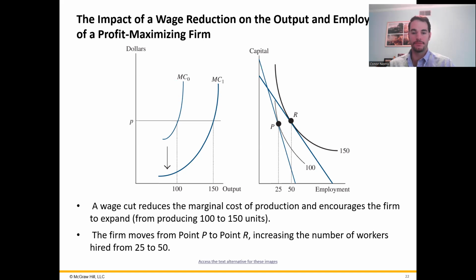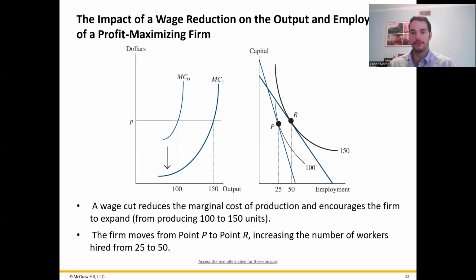In this graph, on the left, on the first side, we see how a decrease in wages lowers a firm's marginal cost. So this is going to potentially influence its production decisions. As we move from the marginal cost curve MC0 to MC1, this means that the profit maximizing decision is to increase production because the marginal cost is decreasing. So in this case, that's going to be moving from 100 units to 150 units. Because this firm faces a lower marginal cost, they can produce more and maintain their maximum profit.